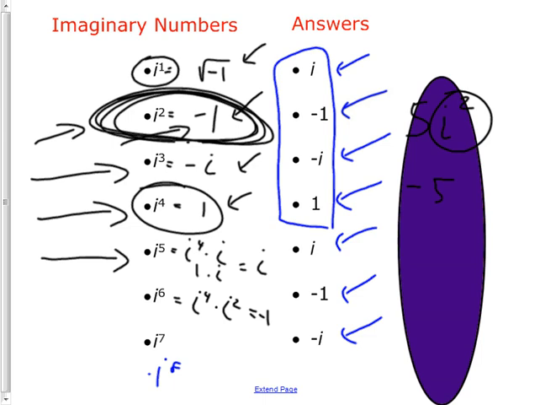It's the next one in the pattern. The fourth one in the pattern is a 1. There we go. And there's the pattern again. And it would keep going like that, over and over and over. That's just a weird thing that i does.